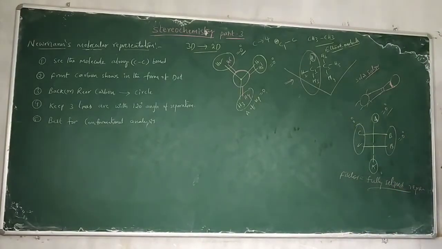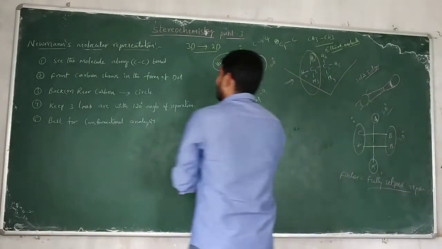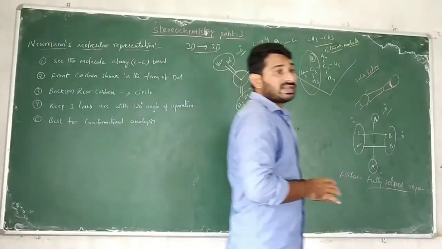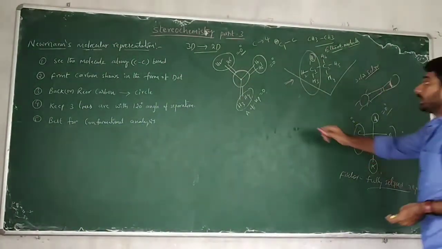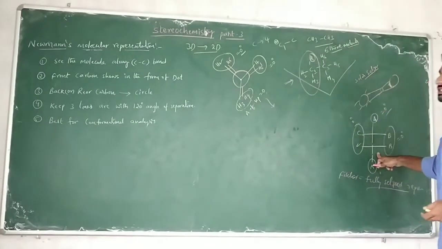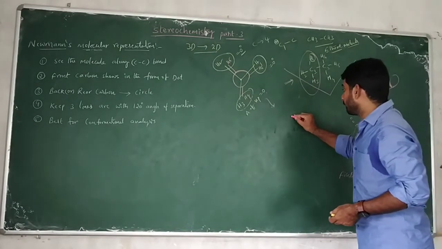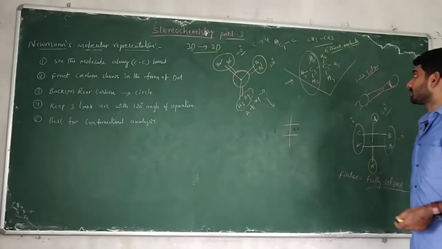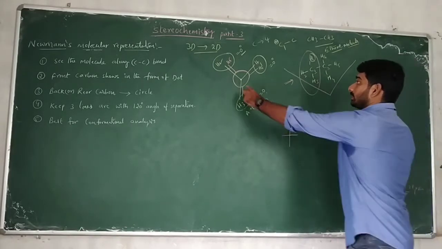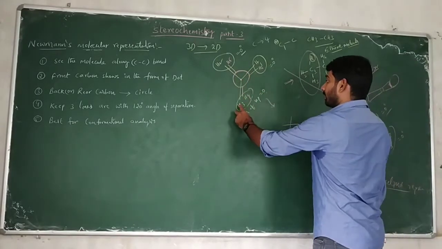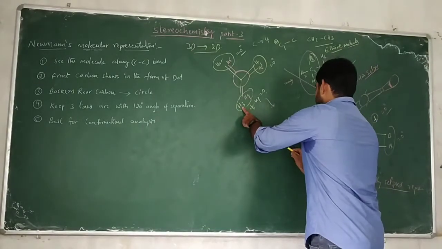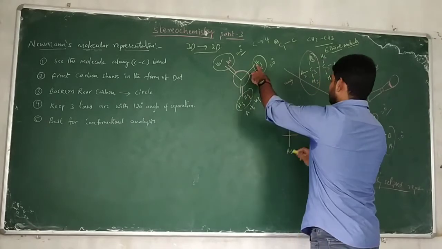Okay. Now, interconversion of these representations, Newman into Fischer, Fischer into Newman. See, now my aim is to convert this Newman model into a Fischer model. Okay, the Fischer model we already discussed. How many carbon atoms are there? Two carbon atoms are there. This is the C1 carbon, this is the C2 carbon. This is C1, the front carbon. What is there here? H3, right? Yes or no? H3 is there.